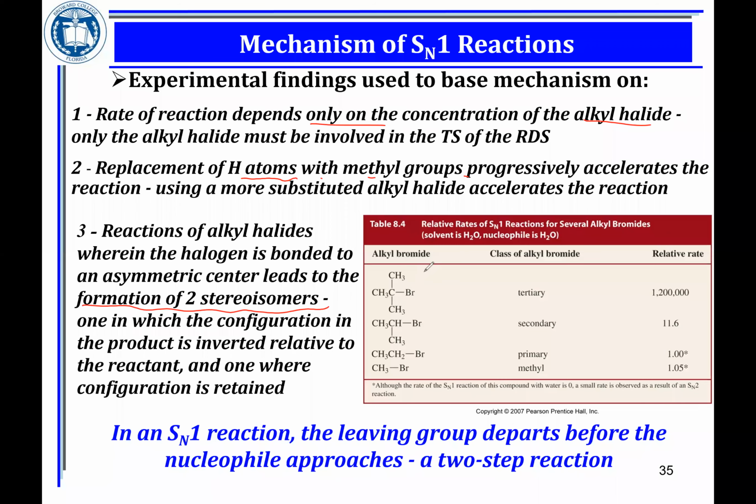Some numbers from experimental findings that help with this: a tertiary alkyl halide has a million times higher reactivity compared to a primary or methyl bromide, and also a primary. So the mechanism must be different. So these are some of the facts that we know about the SN1 reactions.